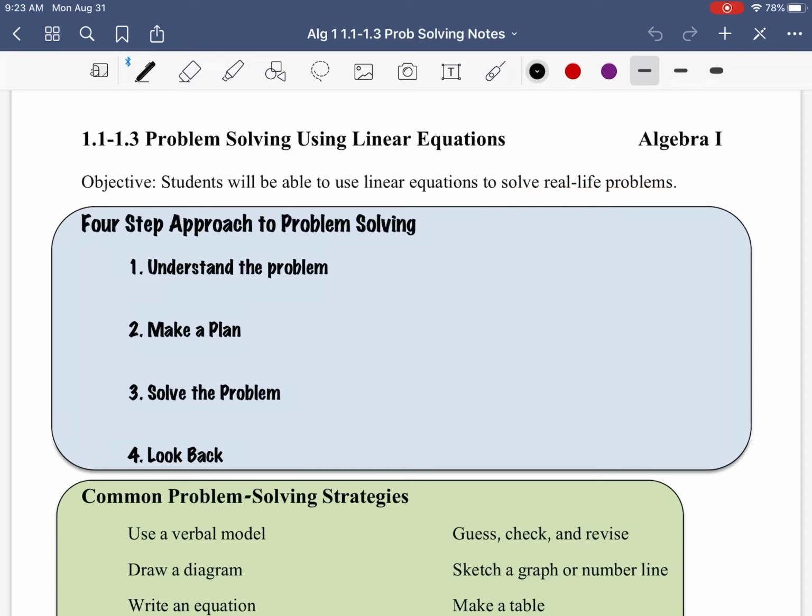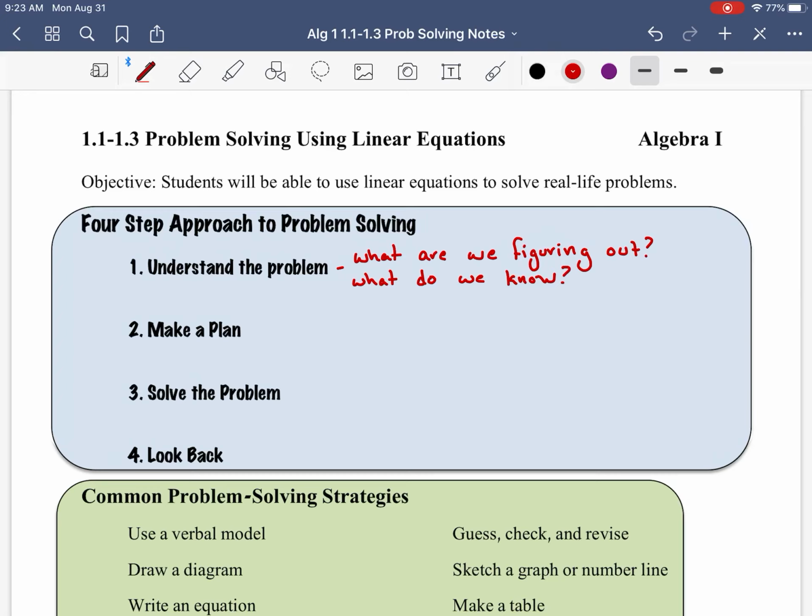Okay, so our four-step approach. We've got 4 steps in solving. First, understand the problem. Part of understanding the problem is asking, what are we trying to figure out? Meaning, what's our answer going to look like? What are we trying to figure out, and what is given to us? So what do we know? Those are the 2 most important questions there.